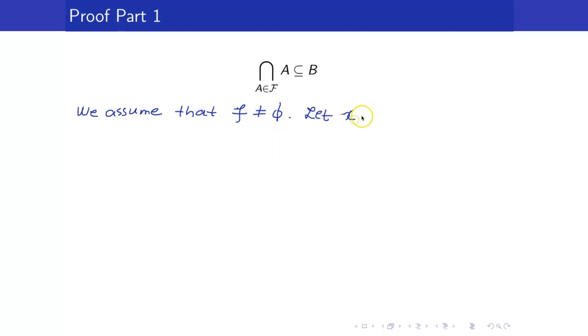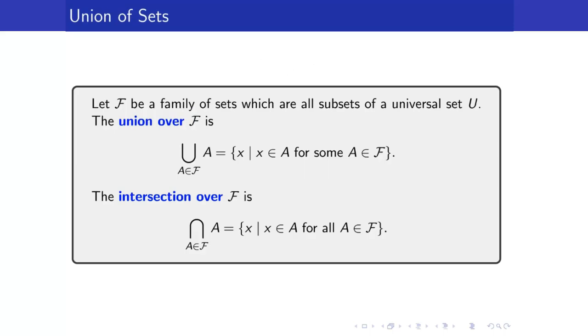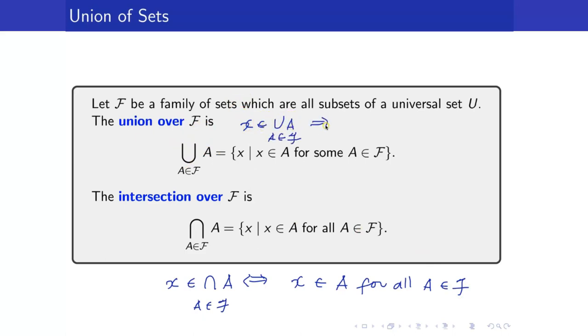We now let X be an element of the intersection. What does it mean for X to be an element of the intersection? If we go back to the definition, X is an element of the intersection if and only if X is an element of A for all A in script F. Similarly, X is an element of the union if and only if you belong in at least one of the sets, so for some A in script F.